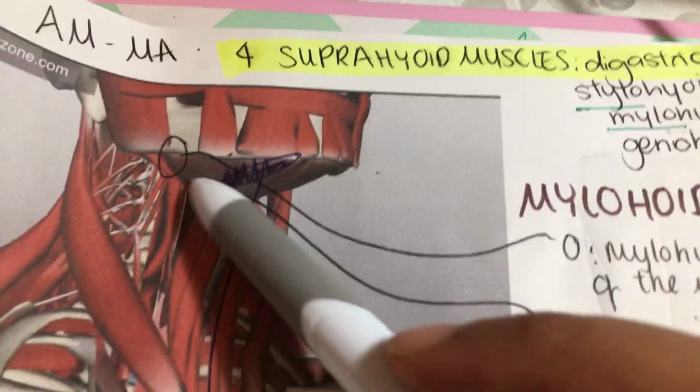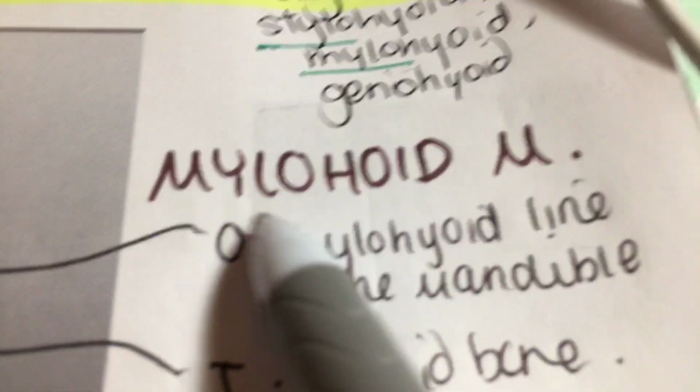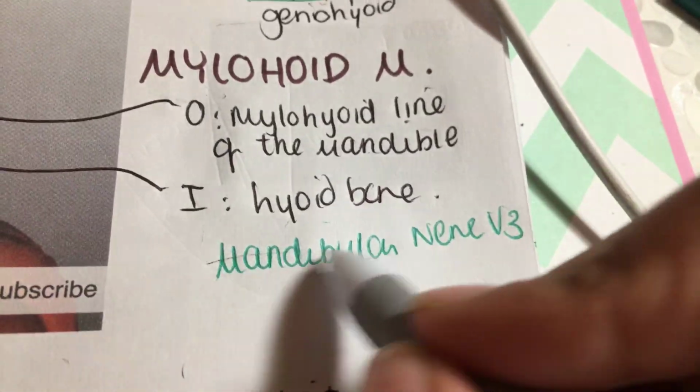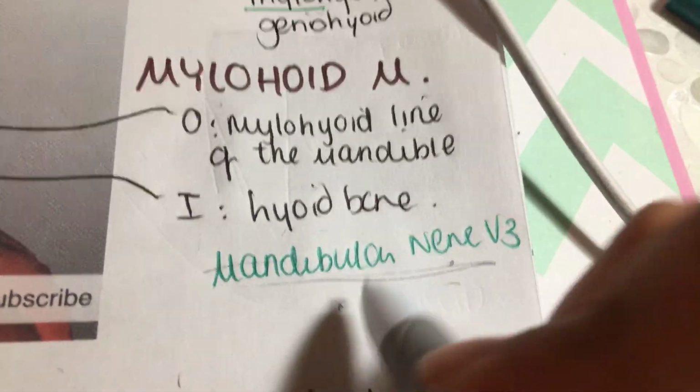Now let's look at the mylohyoid muscle. The mylohyoid muscle is this fan-shaped muscle right under our jaw-chin area. It's going to originate from the mylohyoid line on the mandible, and it's going to insert on the hyoid bone. This is going to be innervated by the mandibular nerve, V3. I'll tell you a way to remember this.